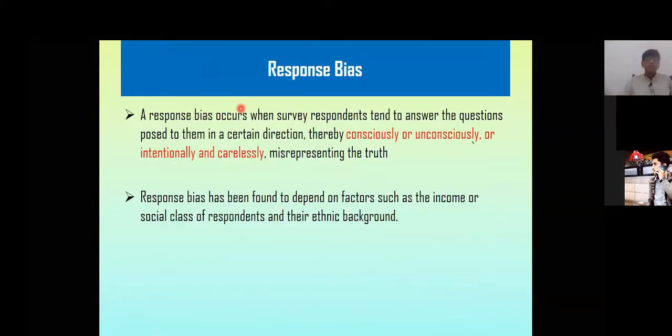And then response bias. Response bias occurs when the survey respondents tend to answer the questions posed to them in a certain direction, thereby, consciously, unconsciously, intentionally or carelessly, hiding the truth. They are not giving you the truth. For example, two reasons are taken. If you ask the income from a male, most of the time he will not respond to you.